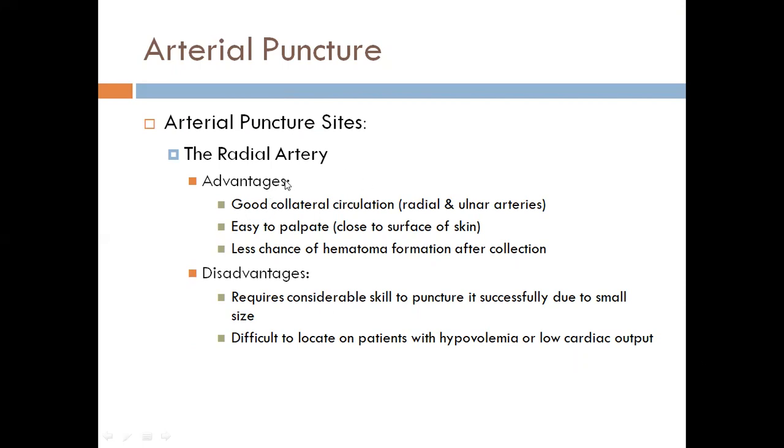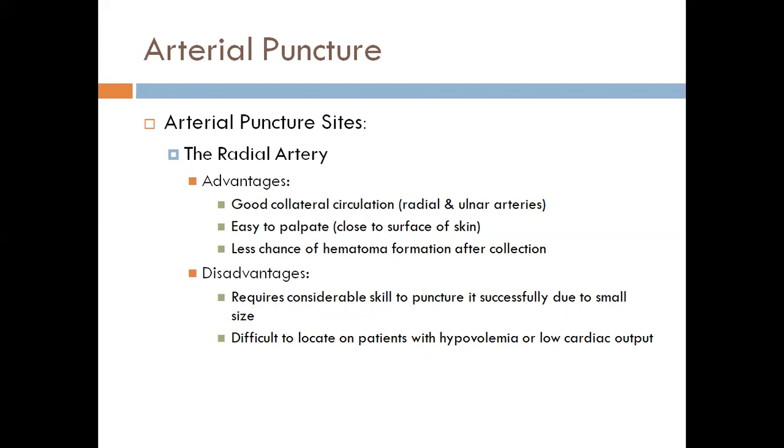So the advantage of choosing this site is that it has a good collateral circulation. Okay, the radial and ulnar arteries can supply blood going to your hands, but you cannot use the ulnar artery as the site for arterial puncture. Okay, it's easy to palpate since this is close to the surface of the skin. So by using your middle finger and your index, idiin mo lang doon sa may wrist where the radial artery is present, makakapa mo na siya or mararamdaman mo na.